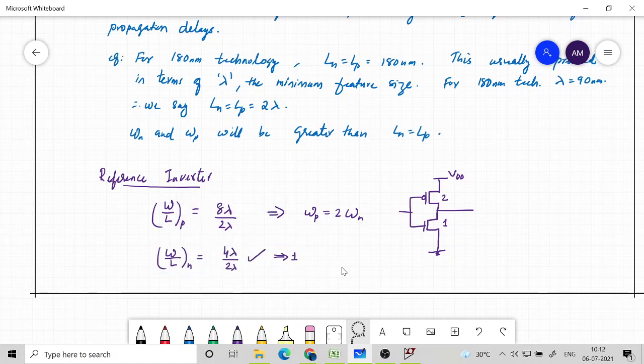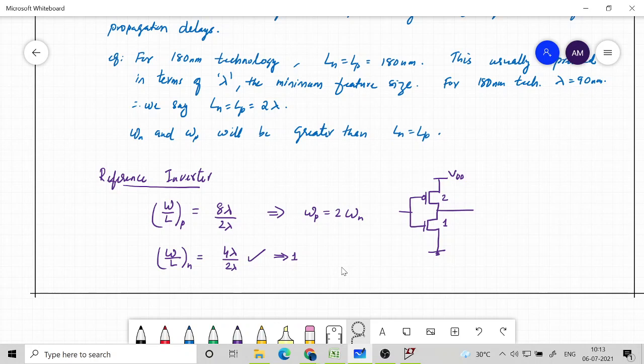So NMOS I am saying is 1, size 1 means this is what I mean. We have to fix it. You have to take Ln and LP as 2 lambda, but Wn and Wp you can decide for your reference transistor. I am taking 4 lambda, and that will be called size 1. That is a reference size. I could keep it as 8 lambda also, then everything will be compared with a reference of 8 lambda by 2 lambda, and accordingly PMOS will again be 2, but it has the value 16 lambda by 2 lambda in that case.